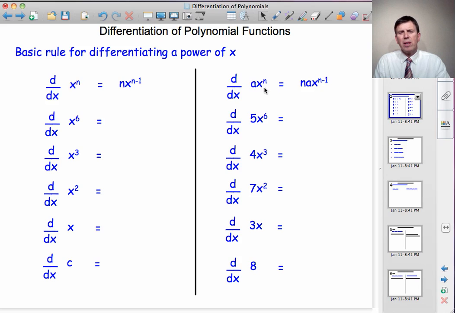And if we have a look over here, I've got a similar example with a constant a already at the front. If we differentiate ax to the power n, again the n comes to the front and is multiplied by the a that's already there. And again the power of x drops by 1 to n minus 1. Let's have a look at some examples.